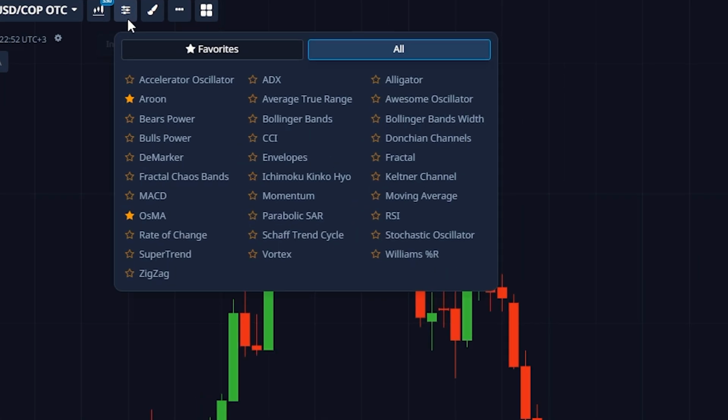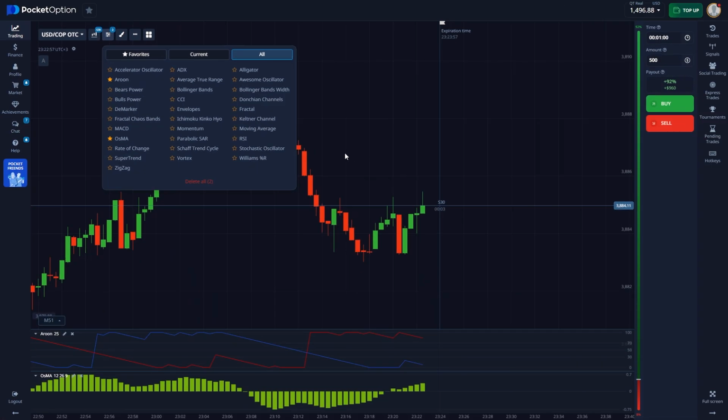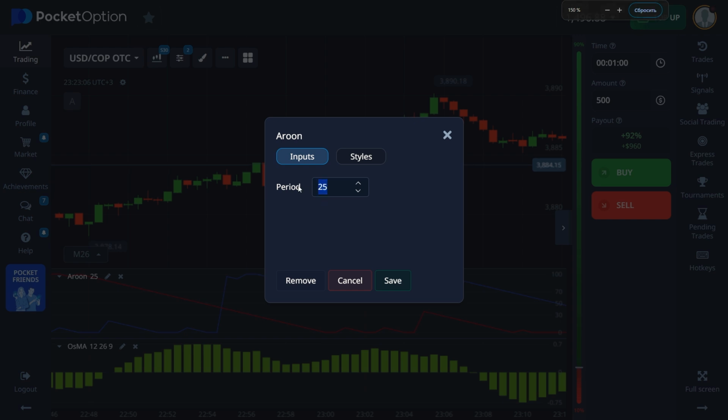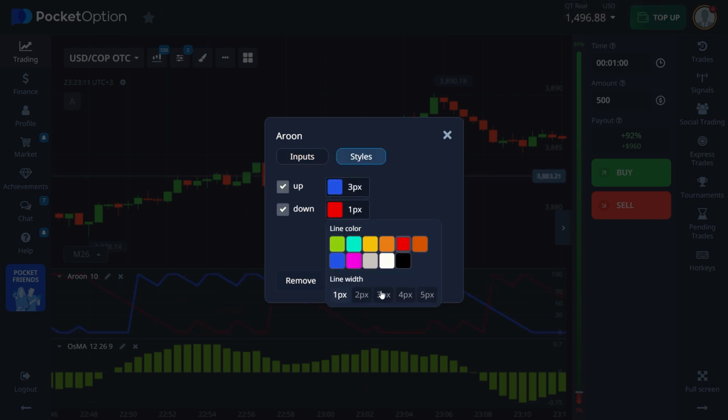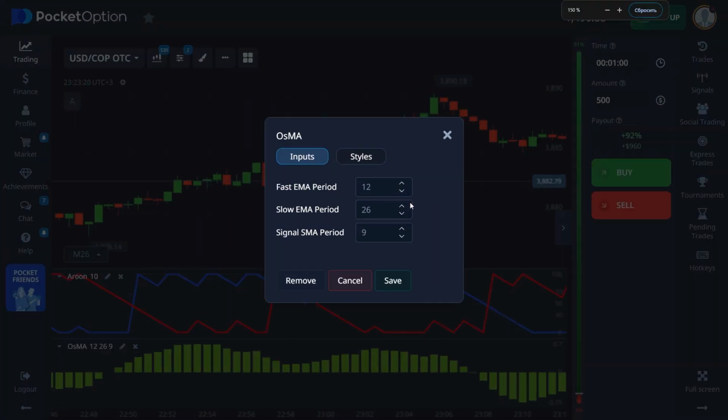After that, go to the indicators section. Add the Aroon indicator and the OSMA indicator. Now let's set up these indicators. We'll start with the Aroon indicator. I'll set the period to 10 and also change the style. I'll set each line to 3 pixels. I click save. For the OSMA indicator, we'll also adjust the period a bit.